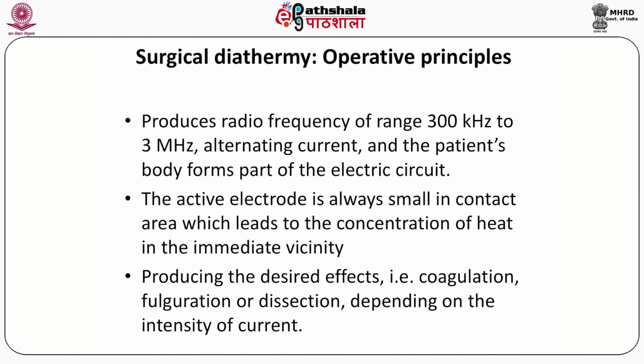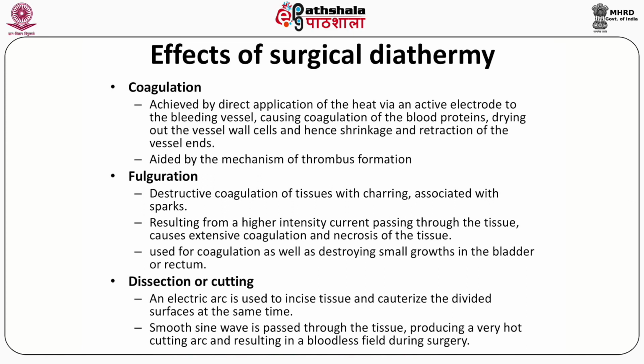Surgical diathermy works by producing the desired effects, depending on the intensity of current. There are three desired effects: coagulation, fulguration, and dissection. Talking one by one about the effects of surgical diathermy, first is coagulation.